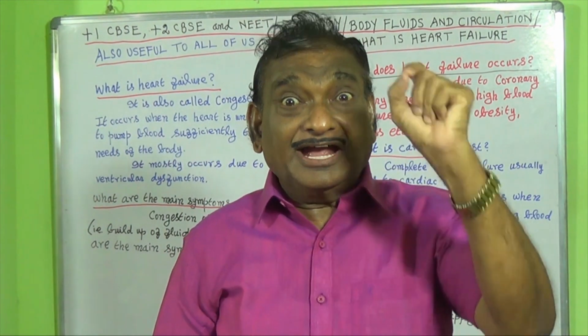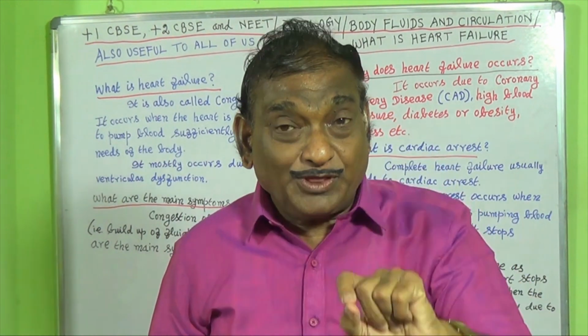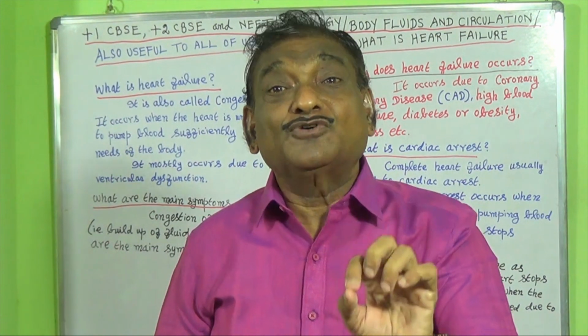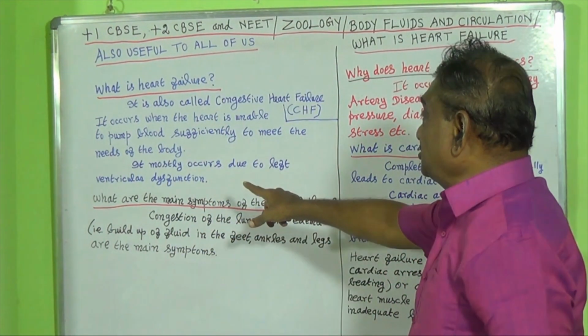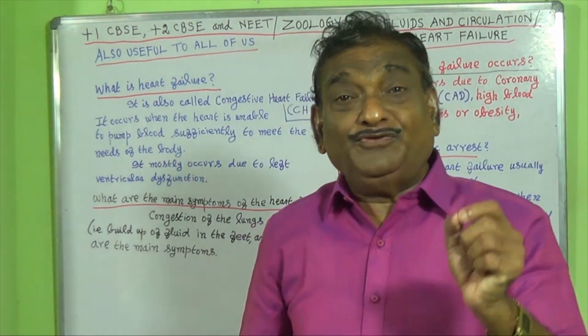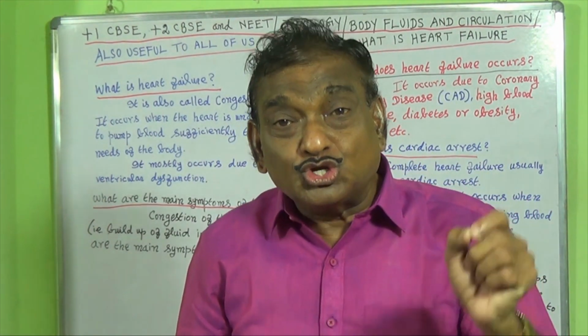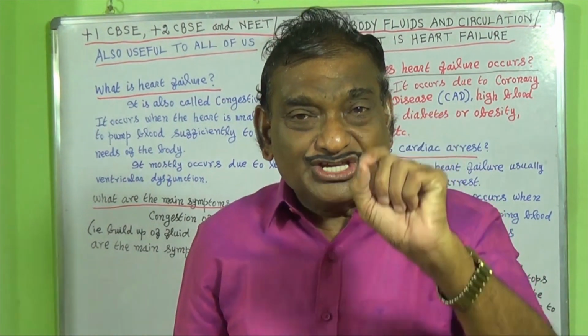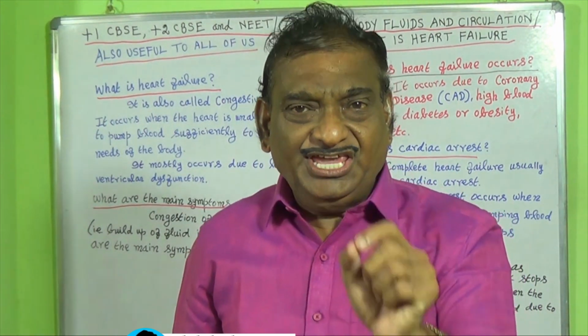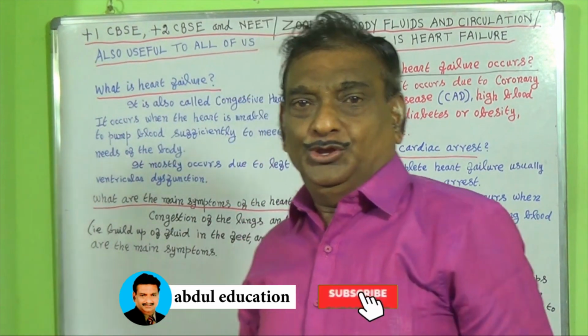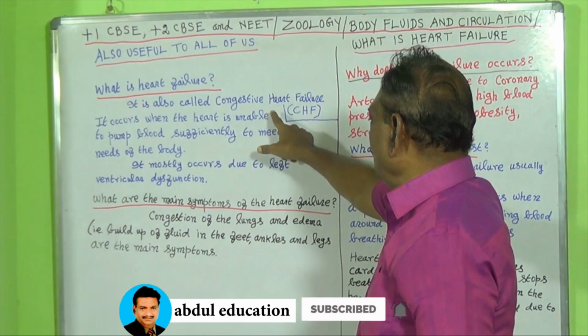Heart failure occurs due to the dysfunction of the left ventricle. You can see this information on the board. Heart failure is also called congestive heart failure, that is CHF. You can also see this information on the board.